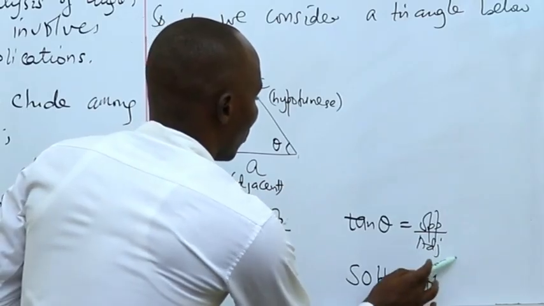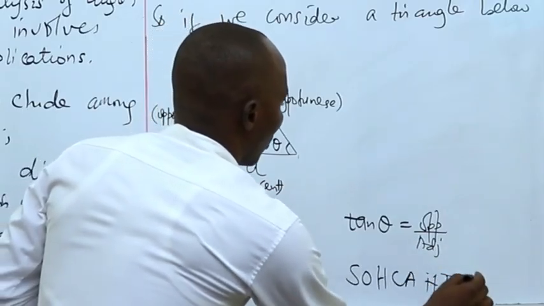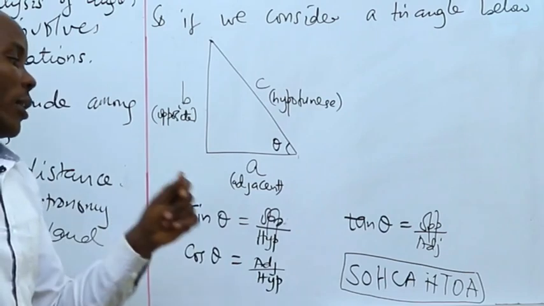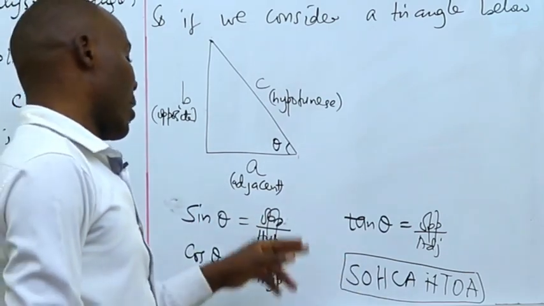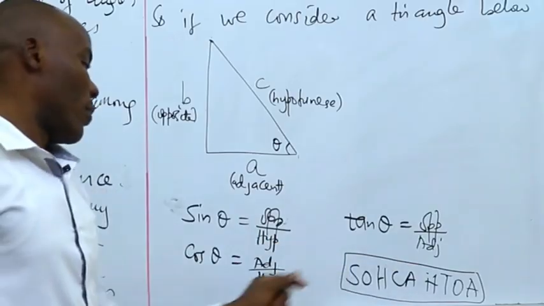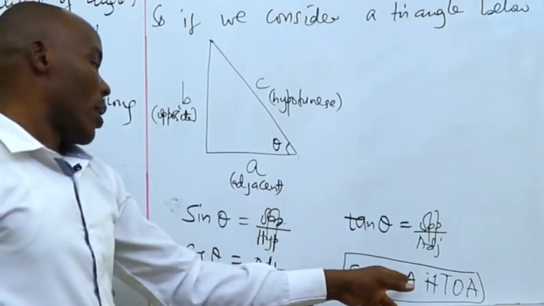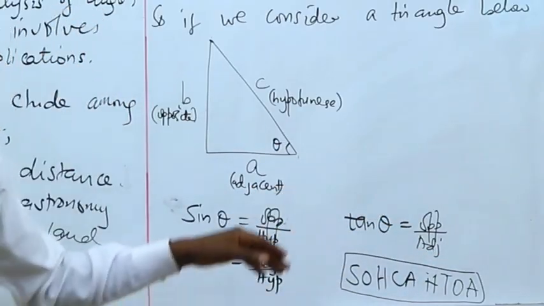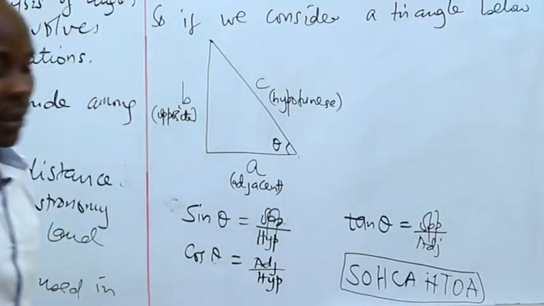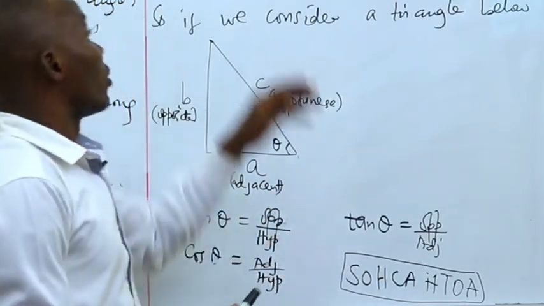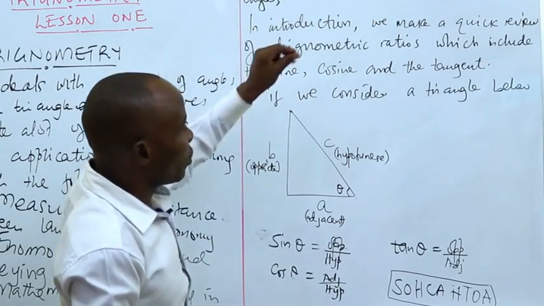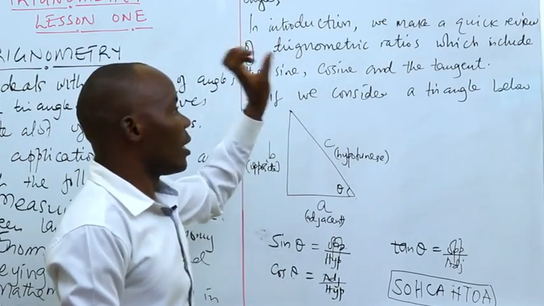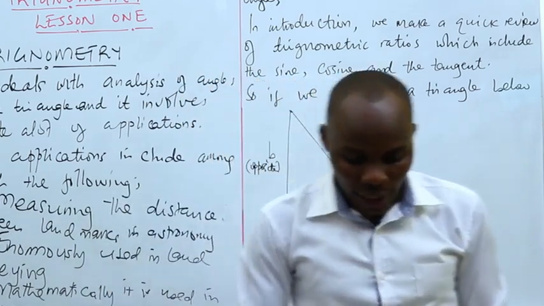And this is where SOH CAH TOA came from, where S stands for sine of the angle, O is the opposite, H is the hypotenuse; C stands for cos of the angle, A is the adjacent, H is the hypotenuse; T is the tan of the angle, O is the opposite, and A is the adjacent. So in introduction, we make a quick review of trig ratios, and those trig ratios include the sine, the cosine, and the tangent.